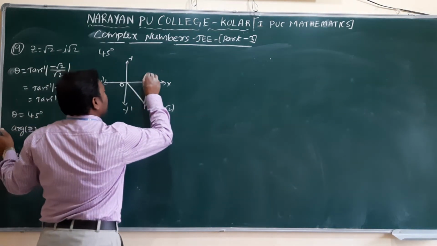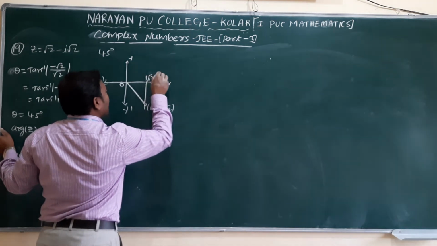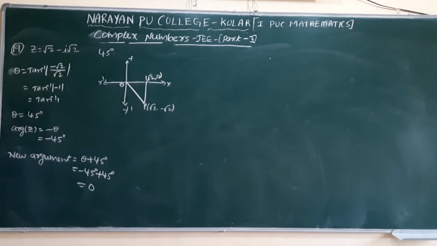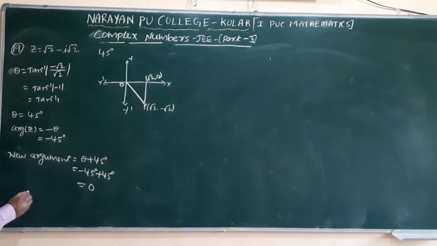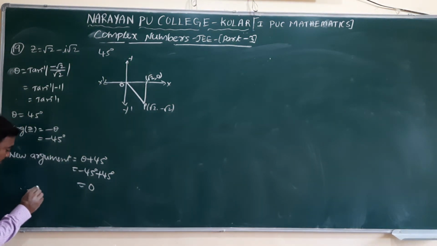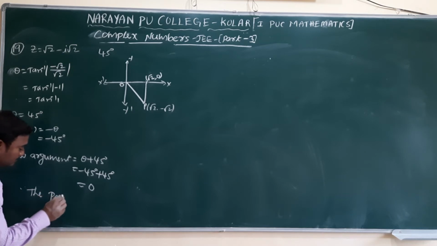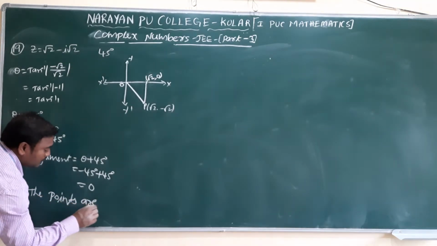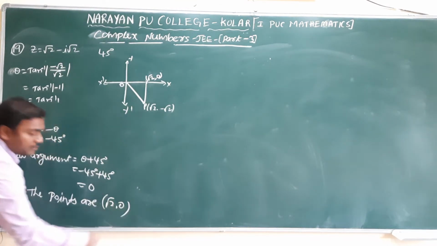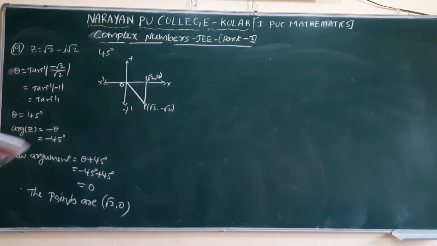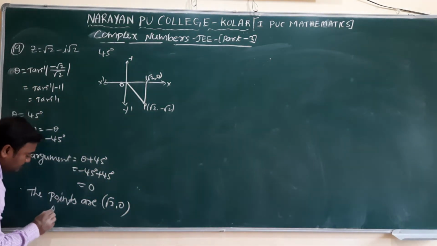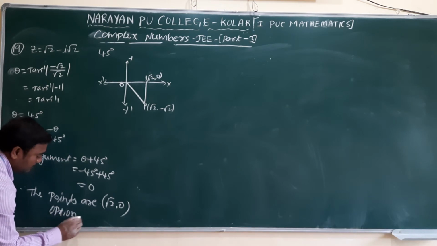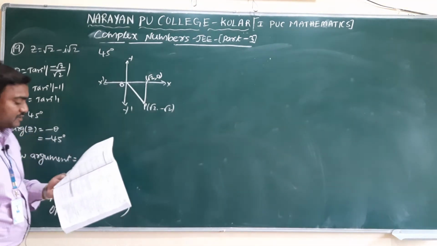Here x value root 2 and y value 0. It lies on the x axis, so the y value should be 0. Therefore, the point is root 2 comma 0. So here the point is root 2 comma 0. Here option D is the correct option. Option D is the correct option.